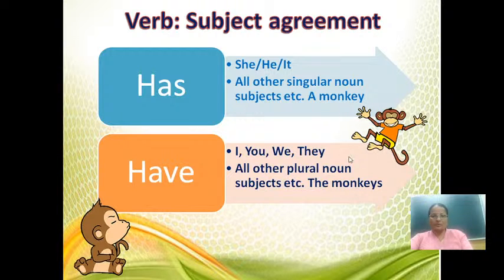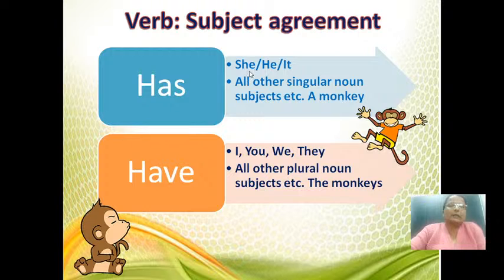I hope you understood what I am speaking. So has or have are used to show possession of something to the subject. So you must always remember we use has only with third person singulars and all the other singular subjects.